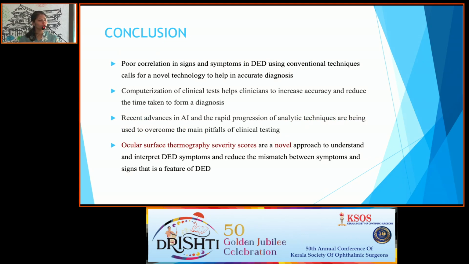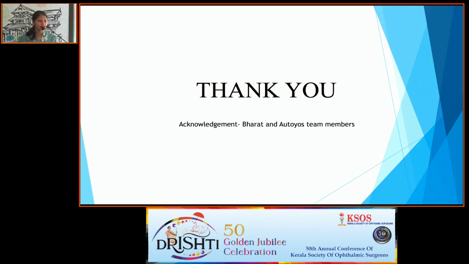So we conclude that there's a poor correlation between signs and symptoms in dry eye patients using conventional techniques, which calls for a novel technology to accurately diagnose dry eye. Computerization of the clinical test has helped to increase our efficacy and reduce the time of diagnosis. And recent advances in artificial intelligence and the rapid progression in these analytical techniques have helped us overcome a lot of pitfalls in clinical testing. So ocular surface thermography using severity scores is a novel approach to understand and interpret the dry eye symptoms and reduce the mismatch between the signs and symptoms of dry eye patients. These are my references. Thank you.